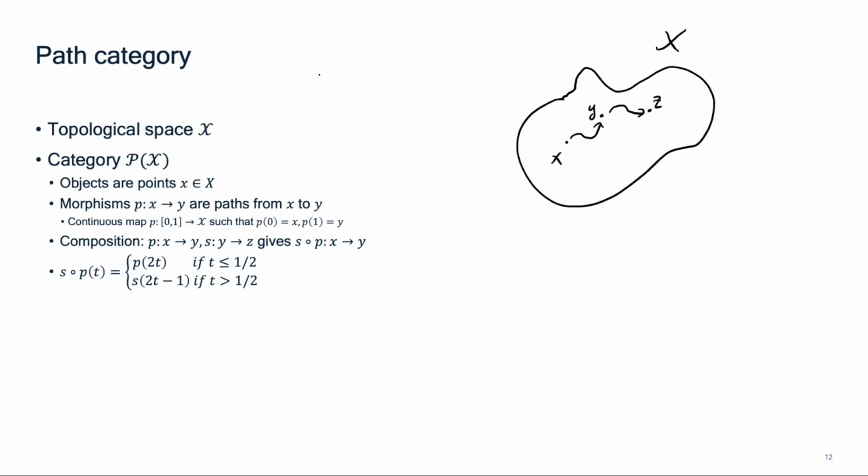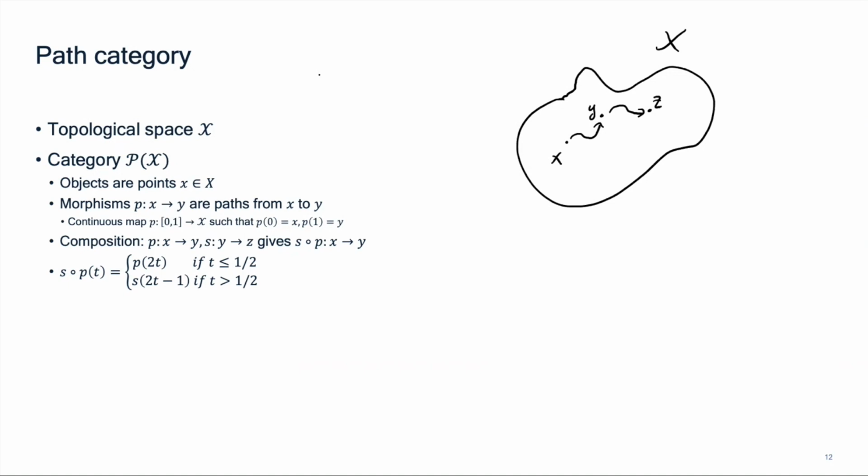We can also compose these paths by just saying, if we have a path from X to Y and a path from Y to Z, we say that the first half of the time we traverse from X to Y, and the second half of the time we traverse from Y to Z, and it gives us a path that also between time 0 and 1 walks all the way from X to Z.